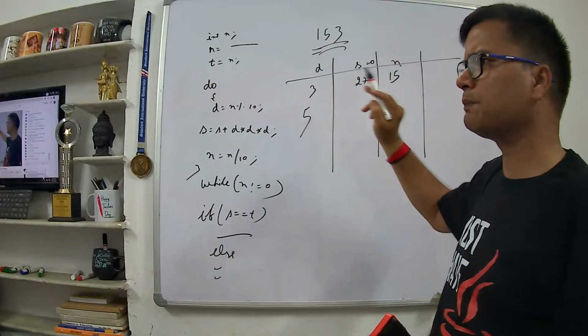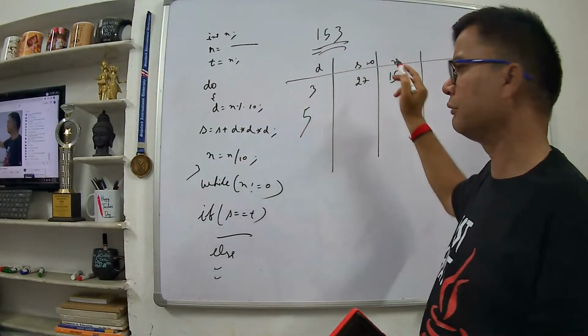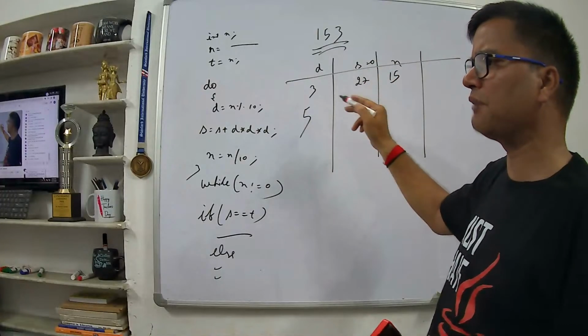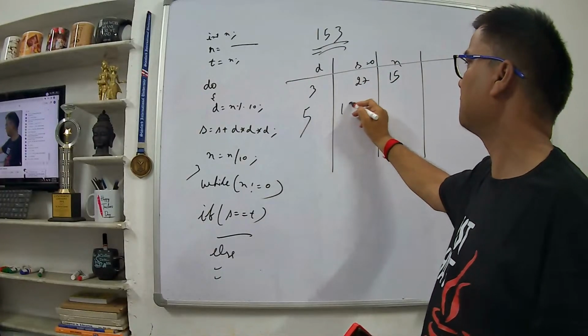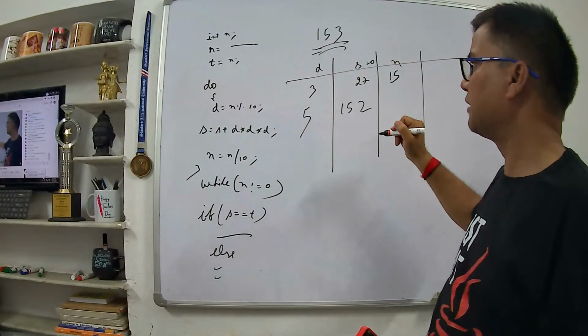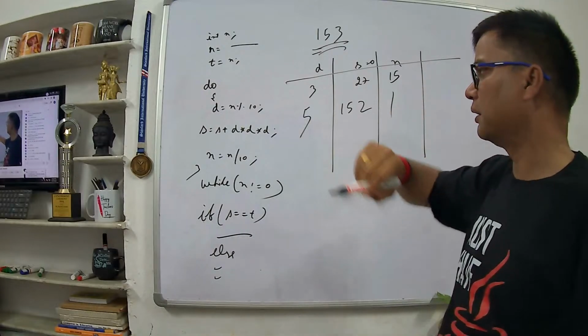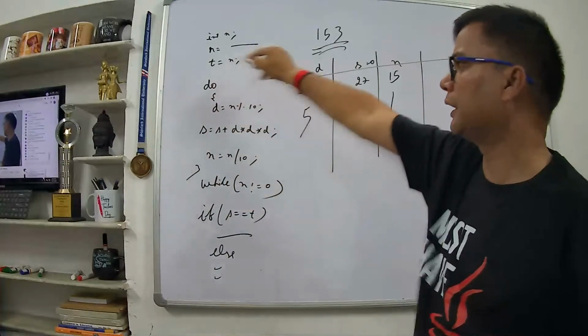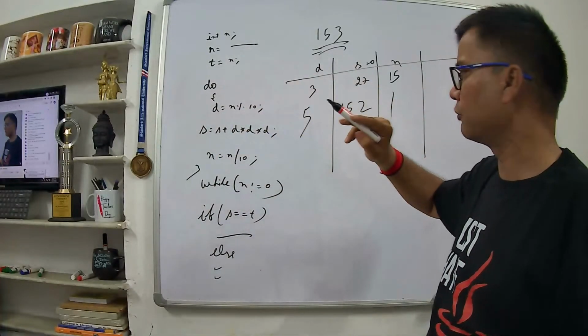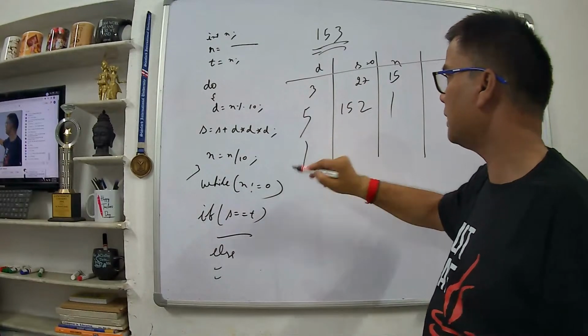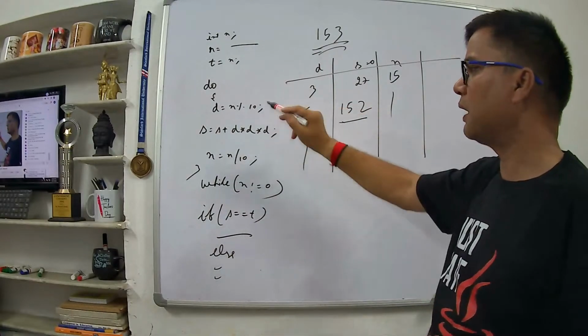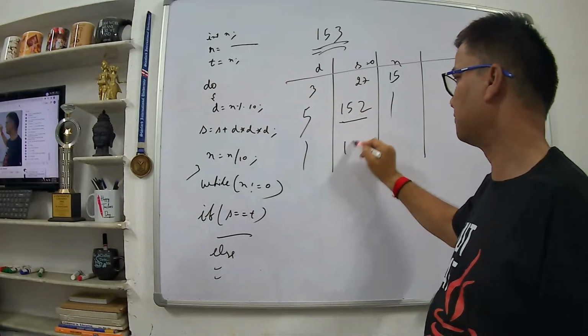S equal to S plus D into D into D. So 27 plus 5 into 5 into 5, 125, it is 152. N equal to 1 divided by 10, it becomes 1. Again, it is not 0, so it again goes. D equal to N modulus 10. 1 modulus 10 is how much? 1. 152 plus 1 into 1 into 1, so it is 153.